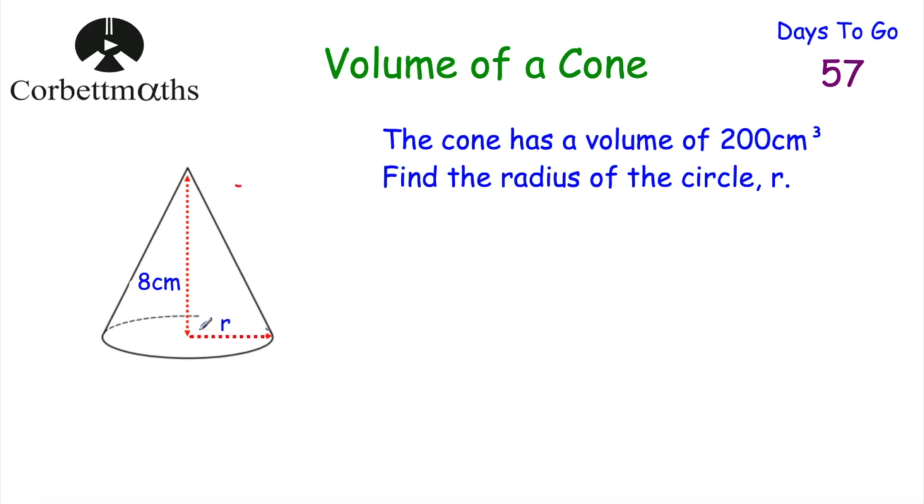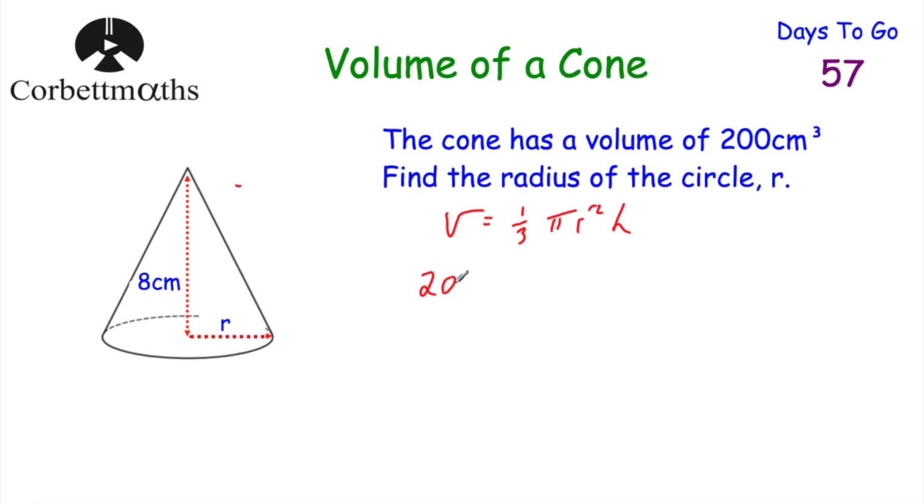So we want to find the radius. We want to find this R, the radius of the base of the cone, and we know the volume of the cone is equal to 200 centimeters cubed. So let's write down the formula. The volume is equal to 1/3 pi r squared h. So that's the volume of a cone, 1/3 of the area of the base, 1/3 of pi r squared times the height. So now let's substitute in the values we know.